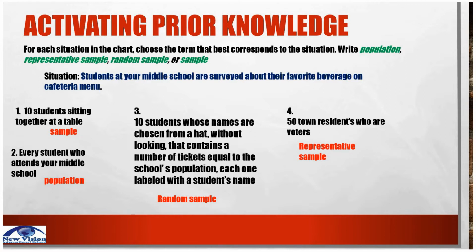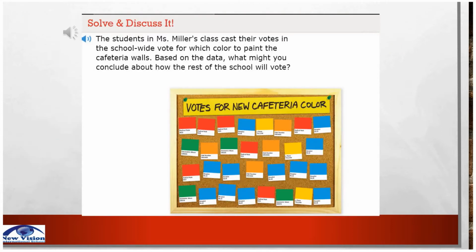Now think you're ready enough for a new lesson this morning. It's an application to the basic knowledge of population, representative sample, random sample, and sample. The students in Ms. Miller's class cast their votes in the school-wide vote for which color to paint the cafeteria walls. Based on the data, what might you conclude about how the rest of the school will vote?